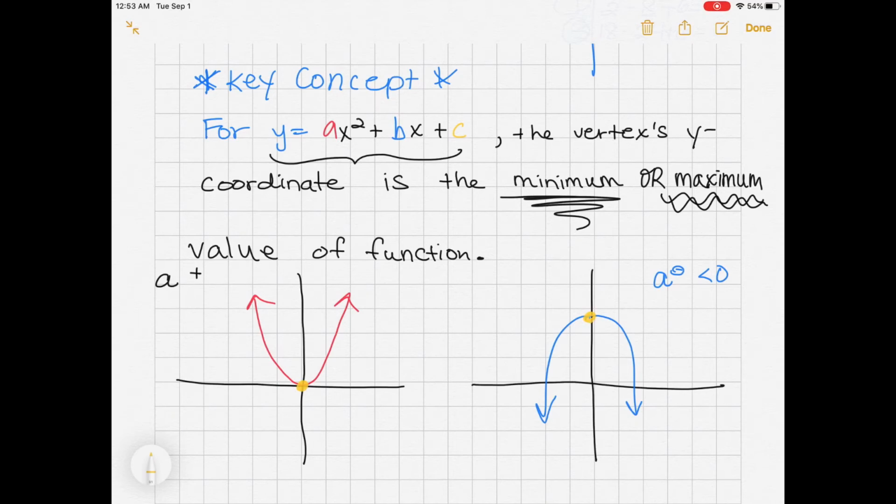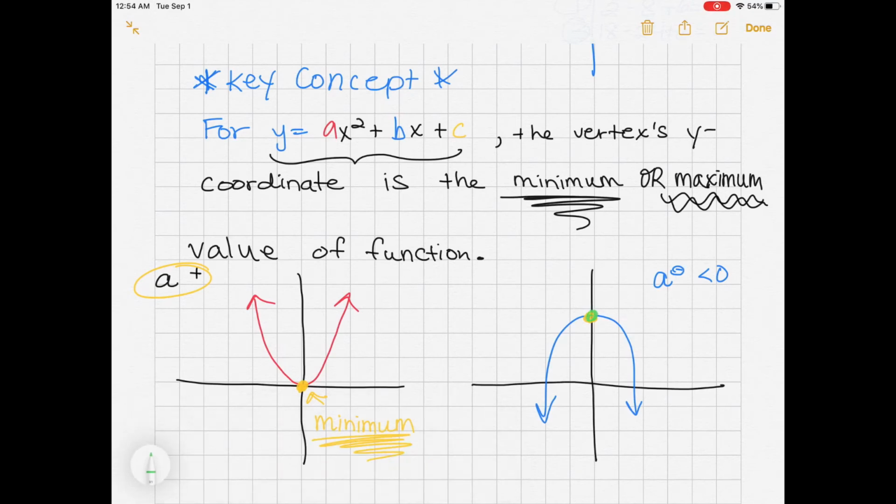Well, where's the vertex? Okay, we know the vertex is right in the center of that curve, and here's the vertex. Here's how we can tell if it's a maximum or minimum. When we're looking at this red parabola over here to the left, what is the vertex to you? Does that look like the lowest point or does it look like the highest point? Well, it's pretty obvious. We know this is the lowest point, so we call this the minimum value.